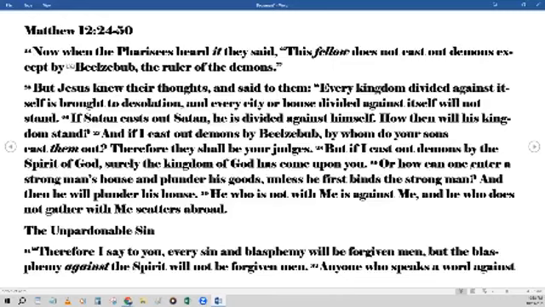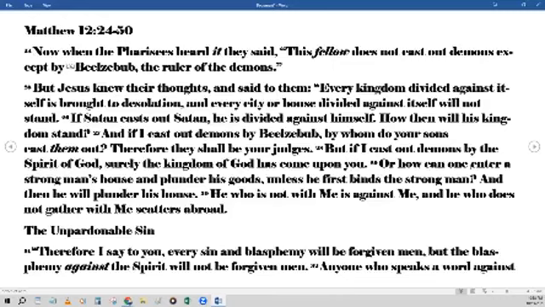Now, when the Pharisees heard it, they said, this fellow does not cast out demons except by Beelzebub, the ruler of the demons. But Jesus knew their thoughts and said to them, every kingdom divided against itself is brought to desolation, and every city or house divided against itself will not stand. If Satan casts out Satan, he is divided against himself. How then will his kingdom stand? And if I cast out demons by Beelzebub, by whom do your sons cast them out?